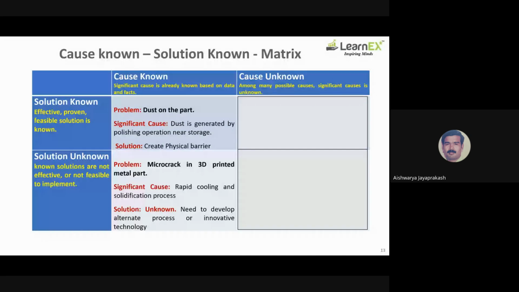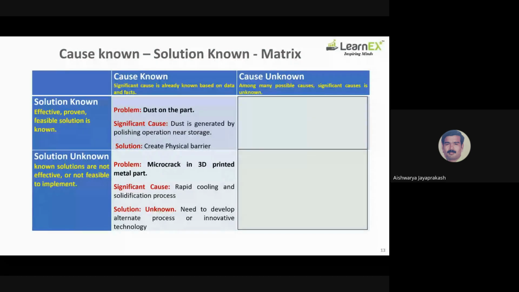So where cause is known but solution is unknown, here we need mind mapping. Here we need an innovative approach, like a task achieving QC story, or innovation methods like TRIZ, the 40 innovation principles, where cause is known but we don't have a solution. Here innovation plays a role, not much on the statistical side because it's more about finding the solution.